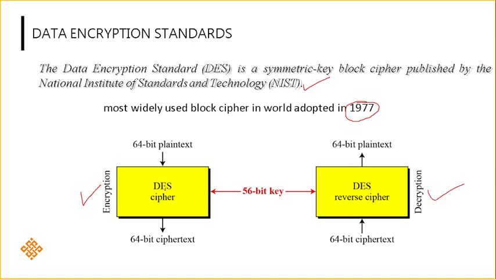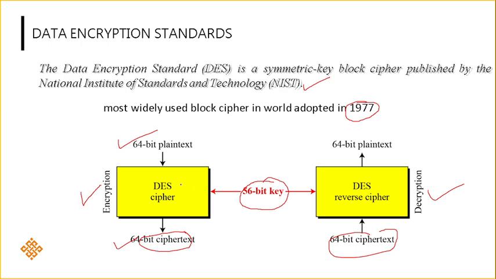DES takes an input of 64-bit plain text and produces a 64-bit ciphertext output, and it takes the help of a 56-bit key. Normally, there will be a 64-bit key that is converted into 56 bits. More information about this key expansion or compression will be seen in the upcoming videos. Similarly, the 64-bit ciphertext that we got, we send into a reverse cipher to get back the plain text. That is known as the decryption process.